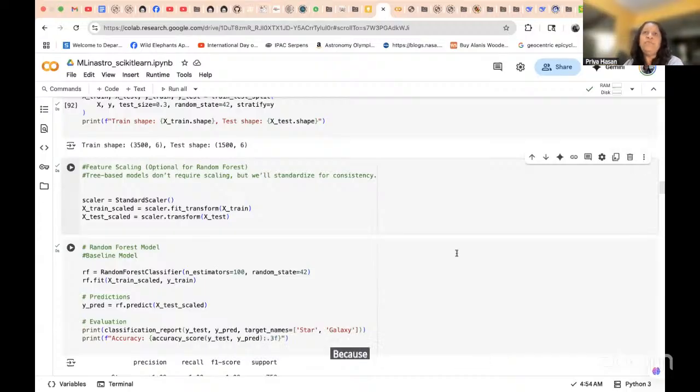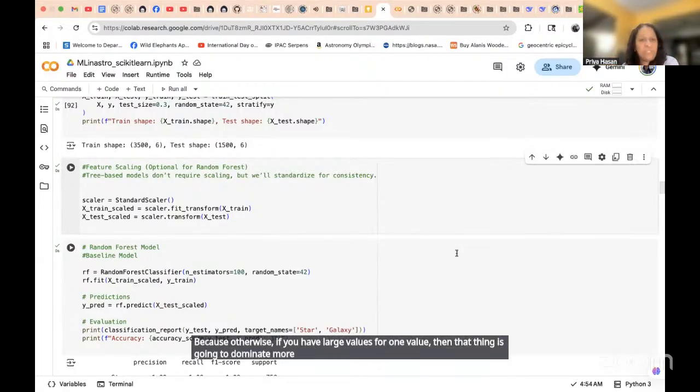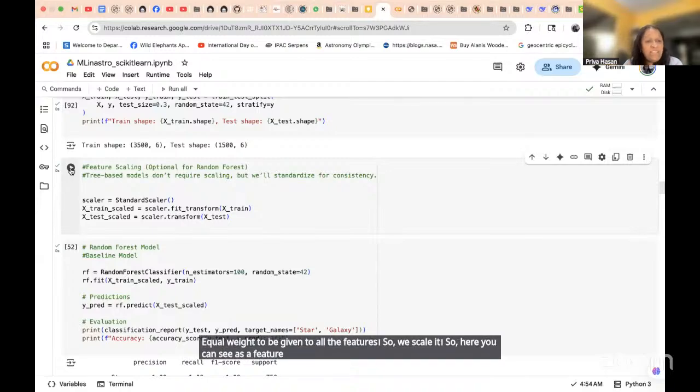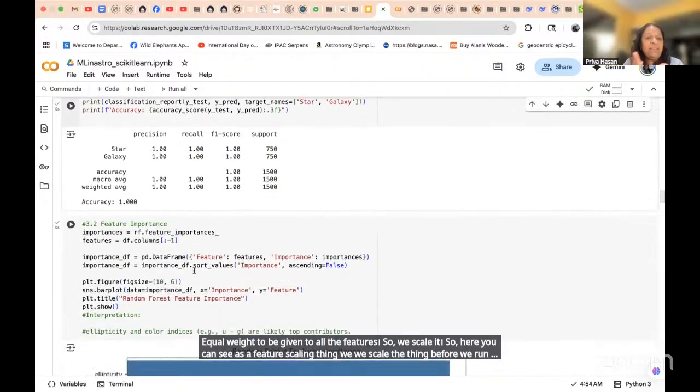Because otherwise, if you have large values for one quantity, then that thing is going to dominate more than the other quantities. And we don't want that to happen, because for every object, we have certain features, and we want equal weight to be given to all the features. So we scale it. So here you can see there's a feature scaling step. We scale the data before we run the code, and then we run the code over here.